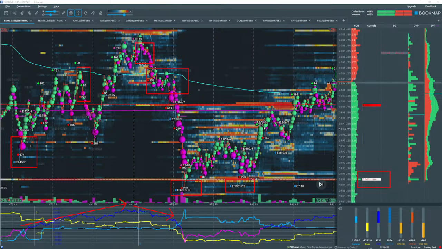So for me, this was the easiest read here. That 3960 support level held as support. Iceberg orders buying, HERO rising, and that made for a good long.